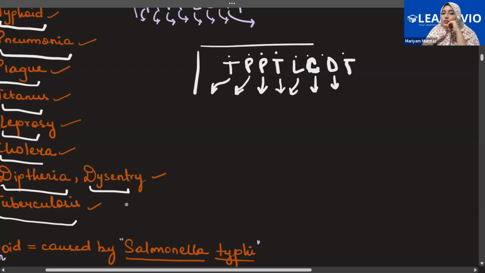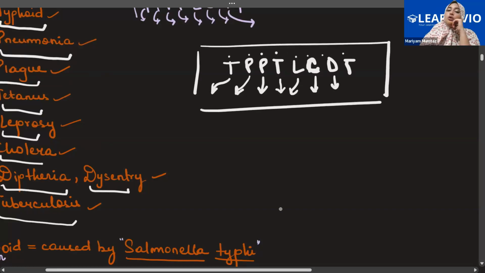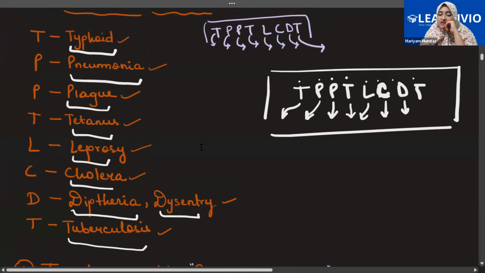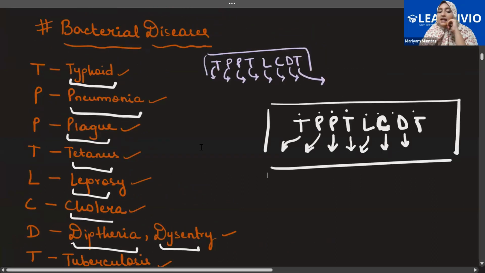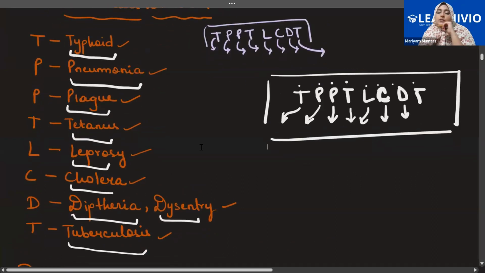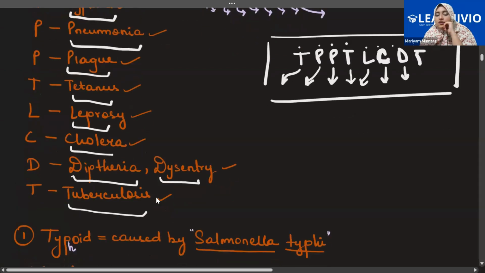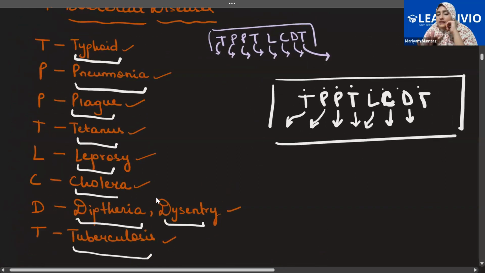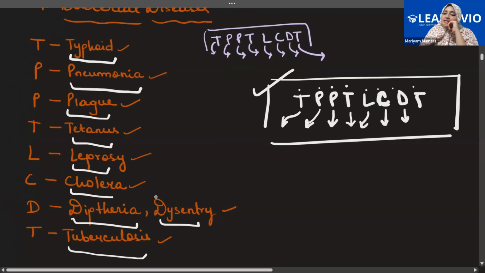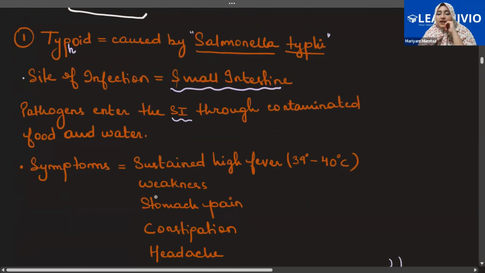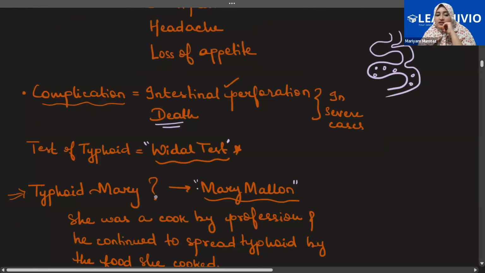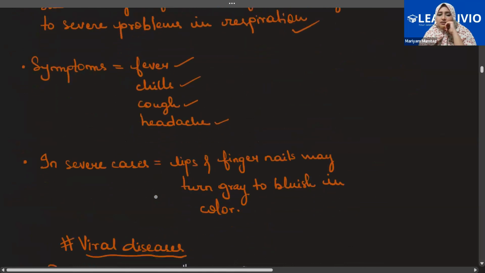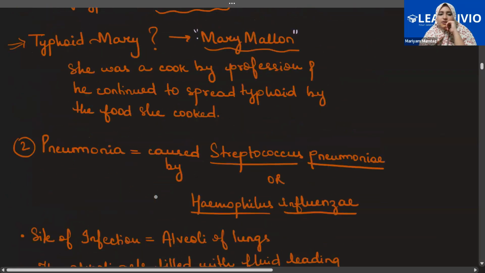So this is what you will remember, so that you can remember all of the names of these bacterial diseases. None of them are caused by any other pathogen other than bacteria. Cholera is from bacteria, leprosy from bacteria, tetanus from bacteria. So you must remember all of them. This is the mnemonic TPPT-LCD. Now moving forward, we'll have to discuss each of these diseases one by one, but only some of the important ones, I think.